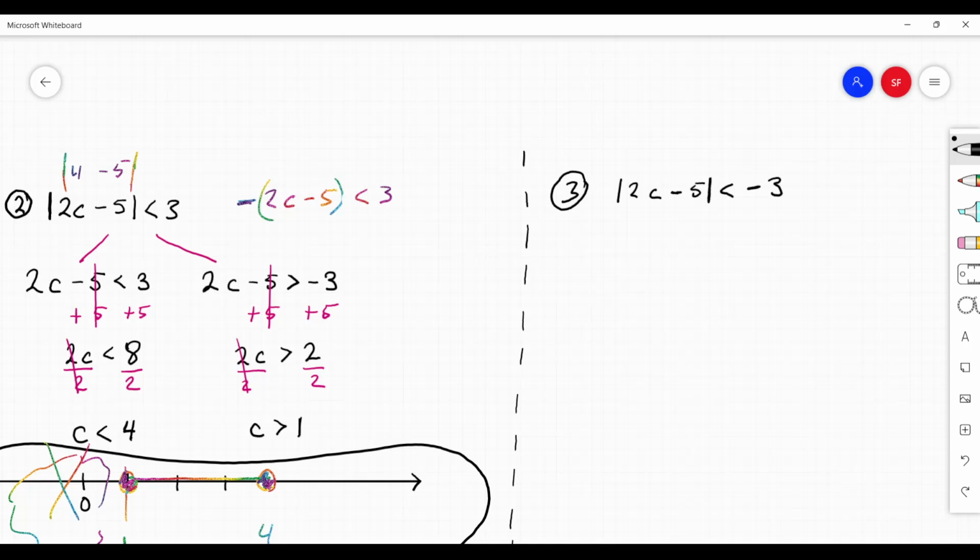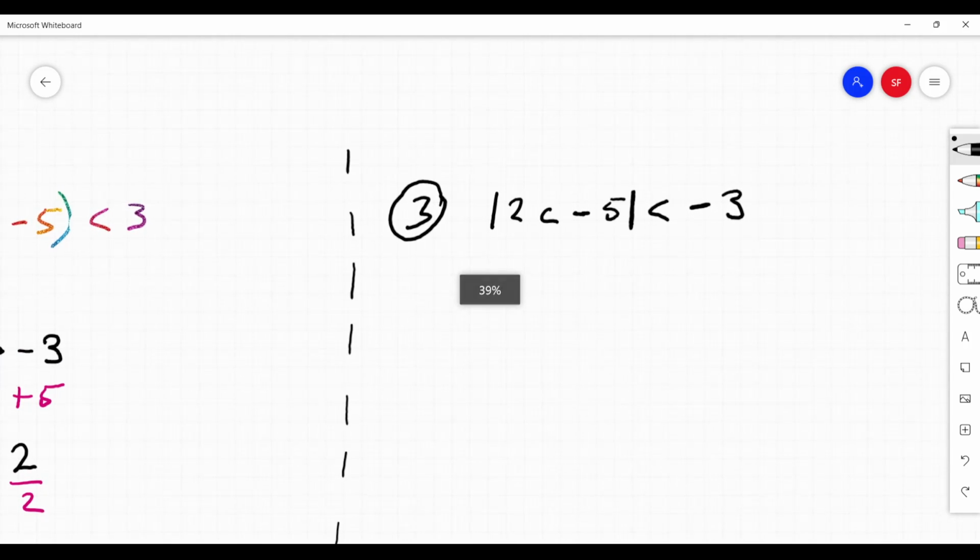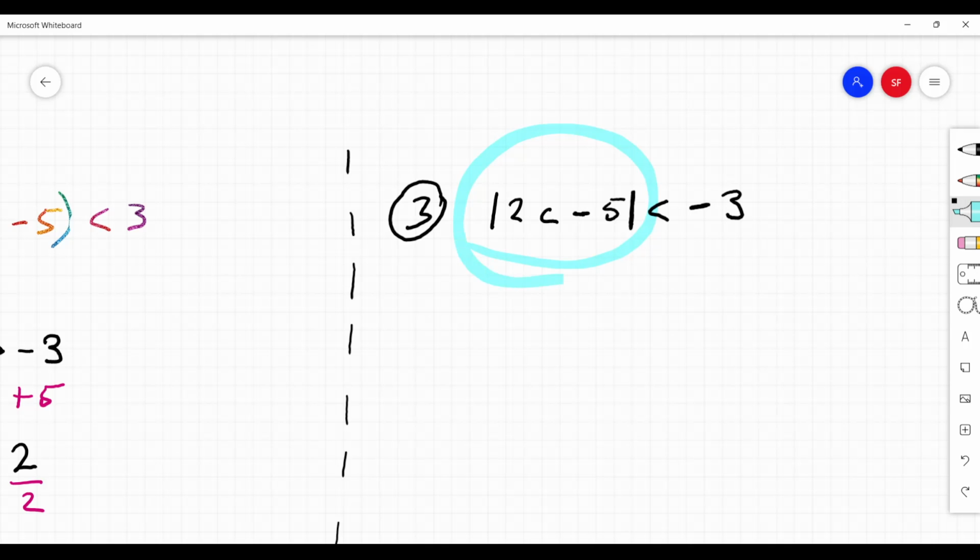We honestly don't really even have to do anything. We could just look at it and say the answer is no solution, or the null set, because it's negative on the right. What is this side always going to be once you finish it? Positive. And a positive number is never going to be less than a negative number.